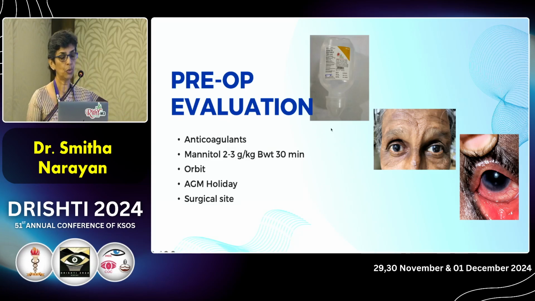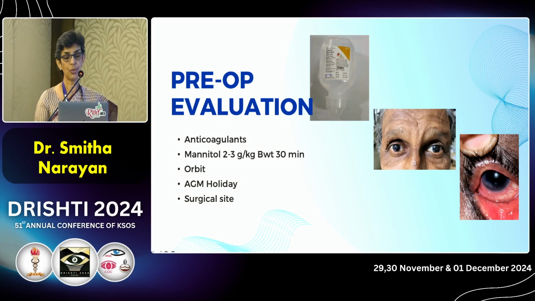Giving 2 to 3 grams per kilogram body weight of mannitol, within 20 to 30 minutes, is a good way to bring the intraocular pressure down. Especially in acute attacks of angle closure glaucoma, where the intraocular pressure is not controlled because the patient came quite late, there is a sudden shallowing of the anterior chamber and there would be difficulties in performing the surgery.